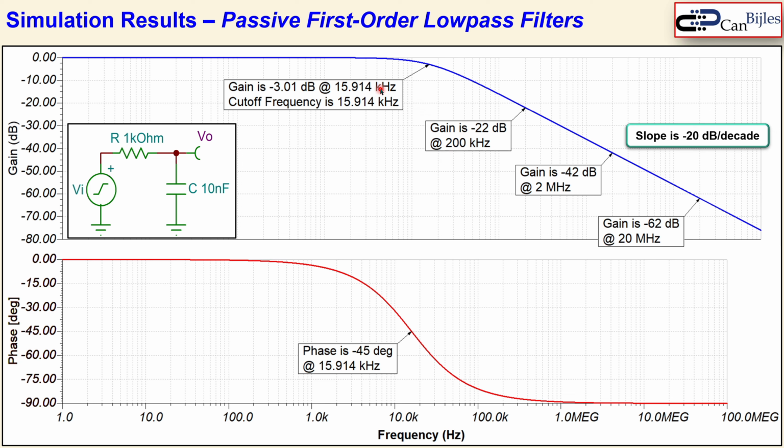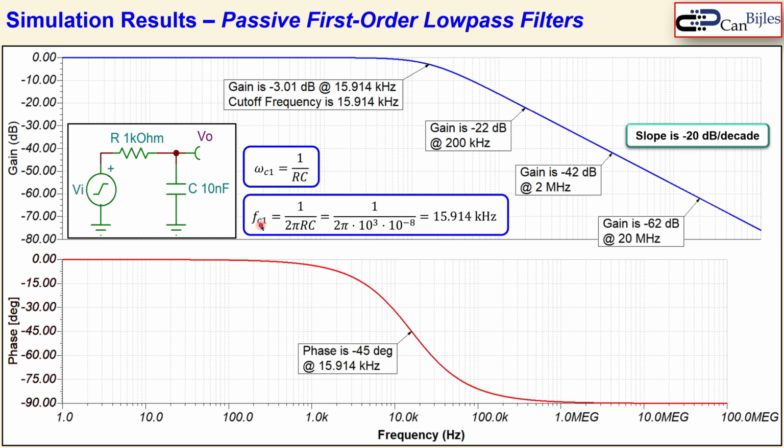Now you see the cutoff frequency labeled. It was calculated using the radians per second expression 1 over RC, and for the frequency in hertz, we divide this also by 2 pi. I substitute here the values for the resistor and the capacitor, and you will get 15.914 kilohertz, which is exactly as we have it. You also see that the phase at that cutoff frequency is minus 45 degrees, and that for higher frequencies it is approaching minus 90 degrees.